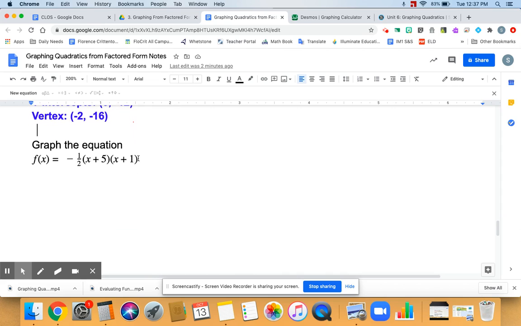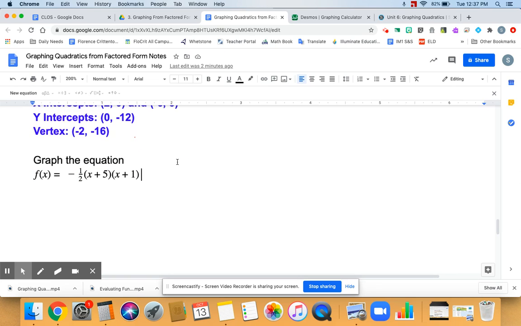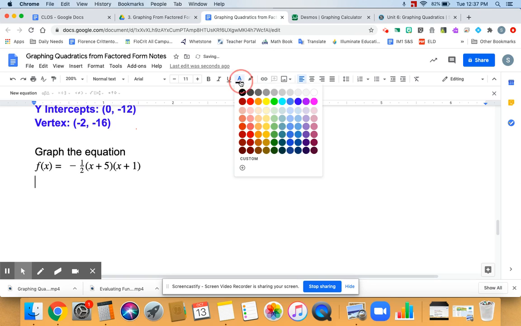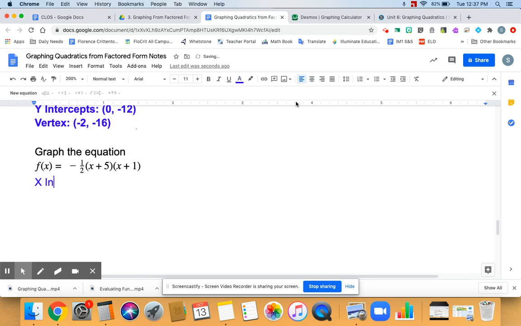Okay, so this is another one. It's just slightly different because there is a number in front of the parentheses. But let's do all the key features. So for x-intercepts, how do I solve for my x-intercepts? I have to make each parentheses equal 0.